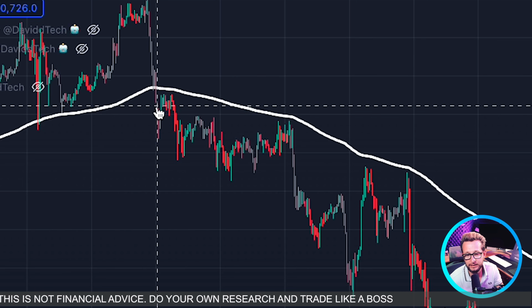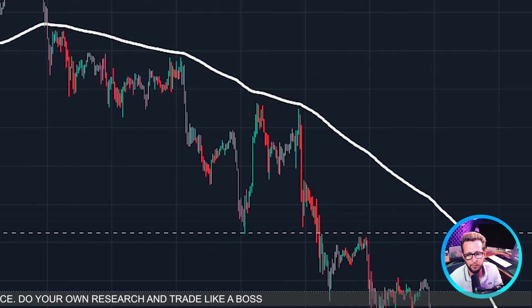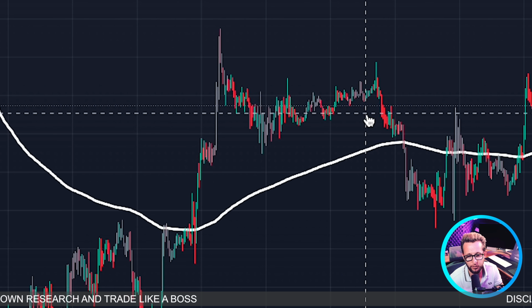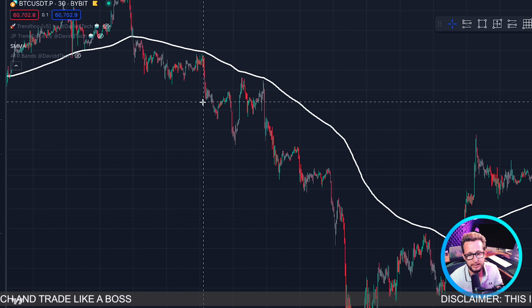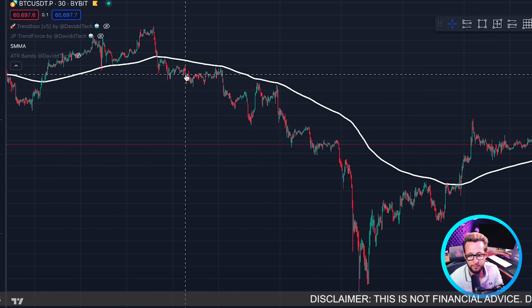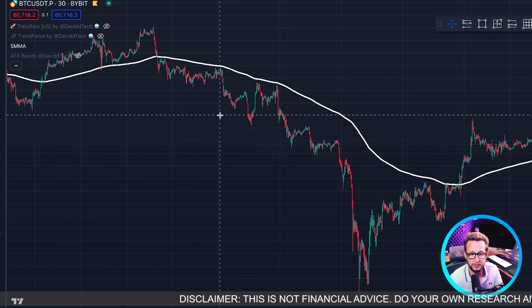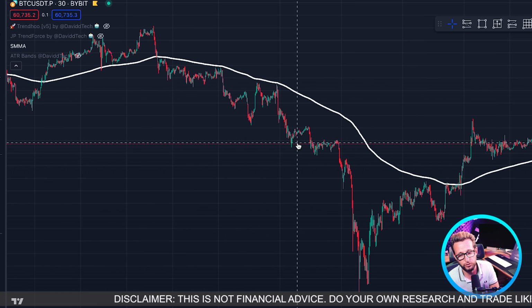So when price is below the SMMA, we're looking for shorts, and when price is above, we're looking for longs. As you can see, it tends to do quite well at picking up some of these big moves. The SMMA, I haven't really found many trading strategies using it, but this one seems to be working. So we're going to use the SMMA today for trend direction.